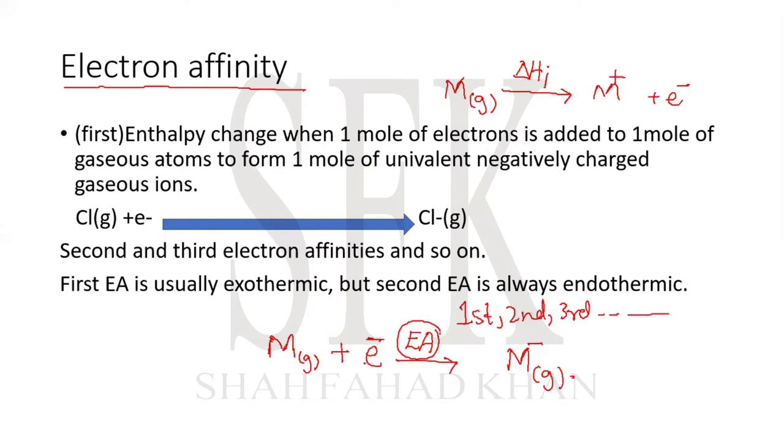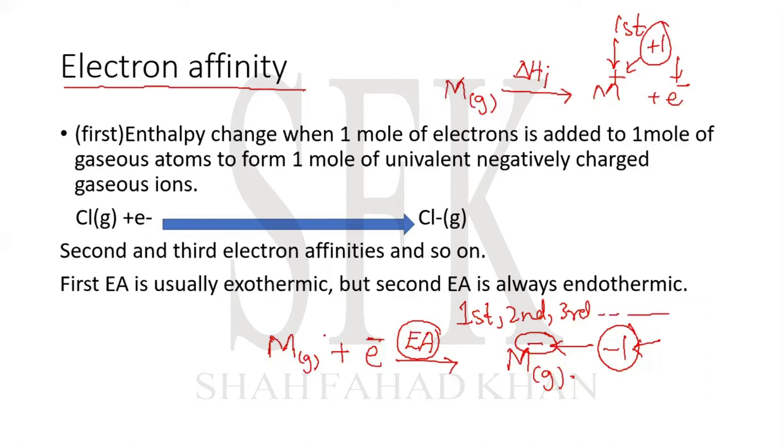This is called first electron affinity because the product you get gains a charge of -1, so its magnitude is 1. Ionization energy in this case was also the first ionization energy because you removed 1 electron to get a charge of +1. So this is the electron affinity of this reaction.